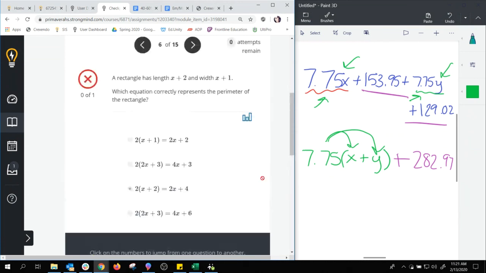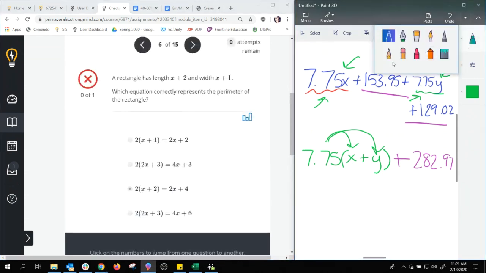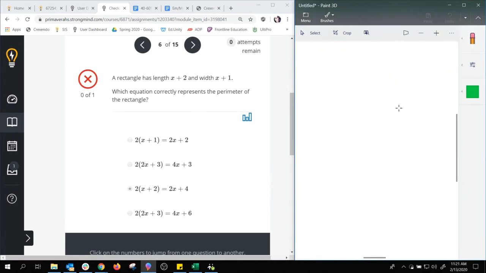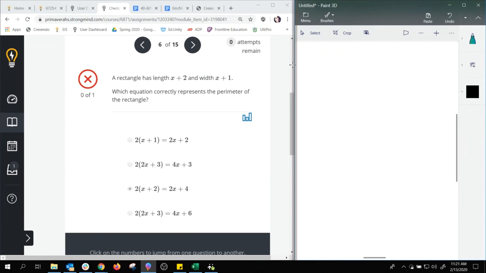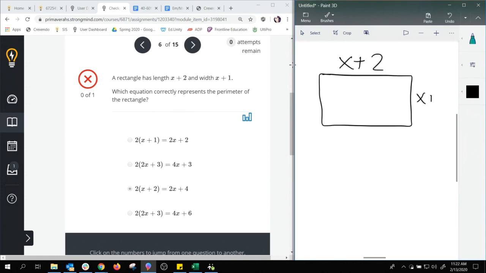Add a next one. A rectangle has a length of x plus 2 and a width of x plus 1. Which equation correctly represents the perimeter of the rectangle? Okay. So for these problems, I always like to draw a picture so I can kind of see what I'm looking at here. Here's my rectangle, a length of x plus 2 and a width of x plus 1. So that means since this top side is x plus 2, that means this bottom side has to also be x plus 2. And this is x plus 1 because it's a rectangle, right? So opposite sides match.